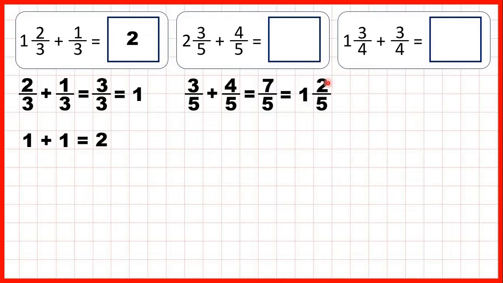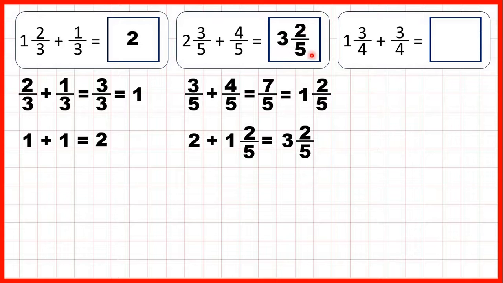But 1 2/5 is not our answer, because we've only added the fractions. So we need to add what we got from adding our fractions to the whole number in our question. Now 2 plus 1 is 3, and the 2/5 stays the same, so our answer is 3 2/5.